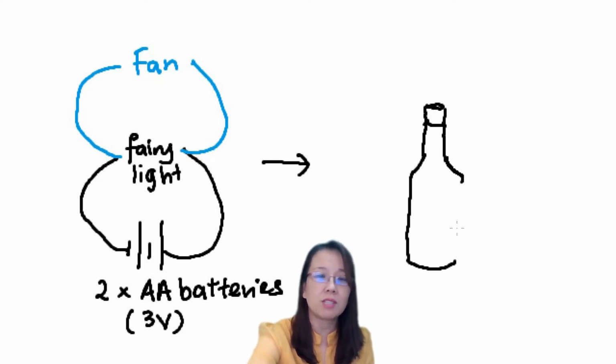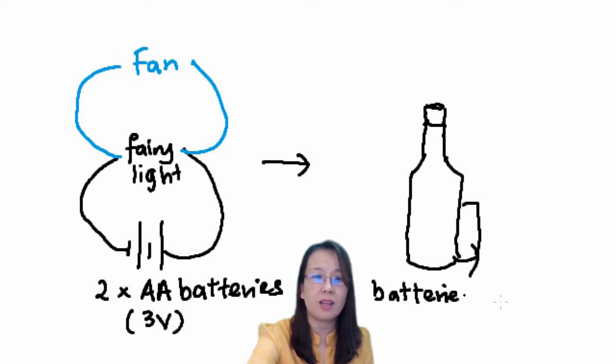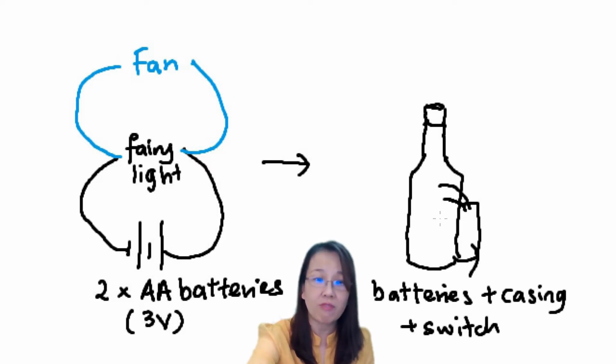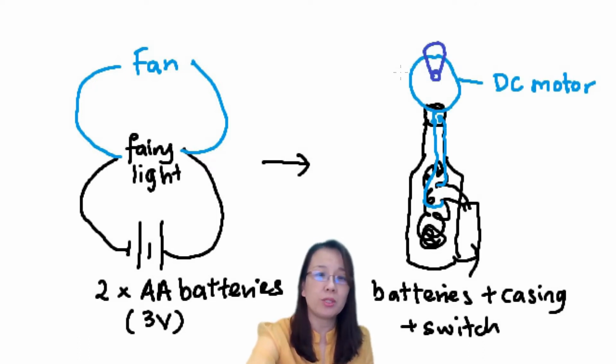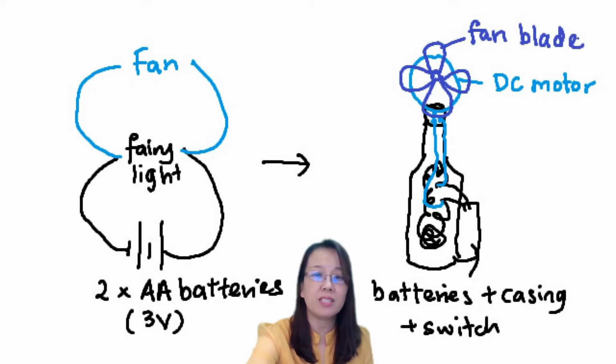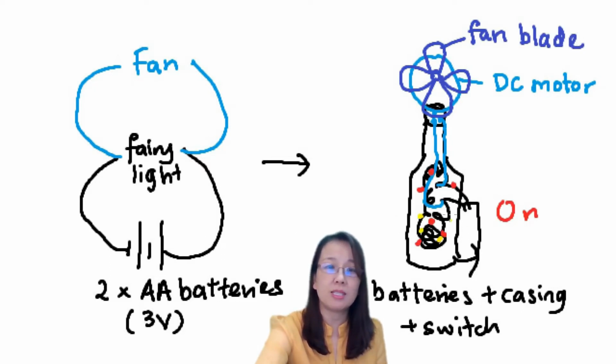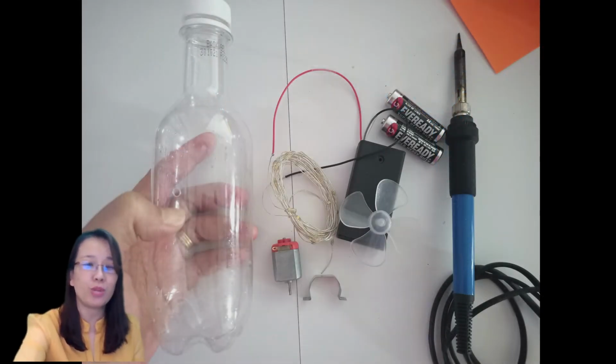I will use a recycled plastic bottle for the design as it is easily available, stable, transparent, and handy. I will also use a fairy light that has a battery casing and switch for easy assembly. I'm using a 3-volt DC motor to power the fan. Let us move on to create our product.